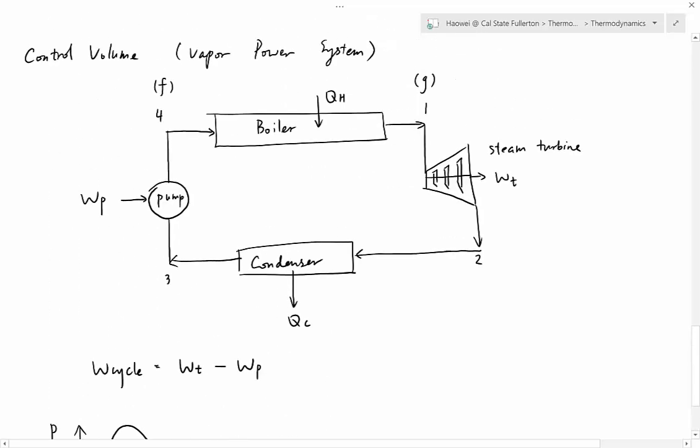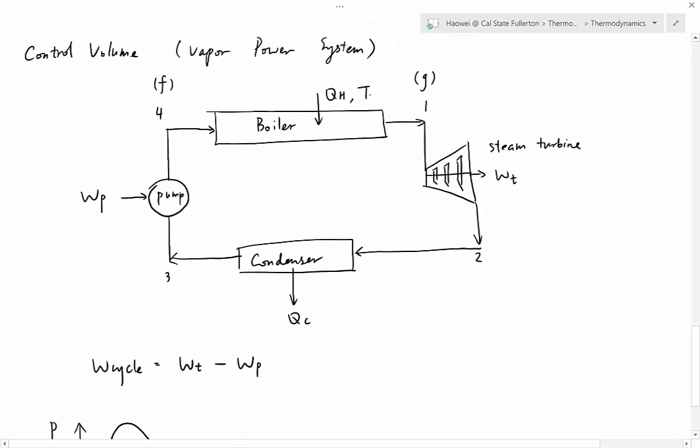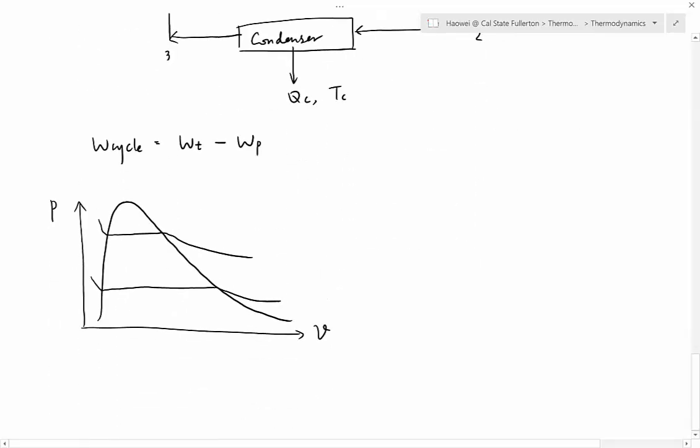Where's T hot? T hot is the temperature inside the boiler. And what is TC? TC is the temperature of the environment to which you release QC. You lose heat to the environment. So TC is the environment temperature. And just like before, the top one should be TH and the bottom one should be TC because TH is higher.